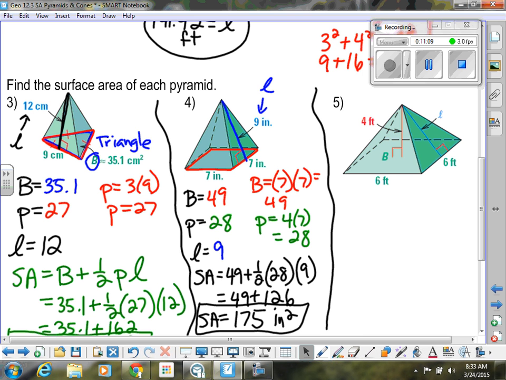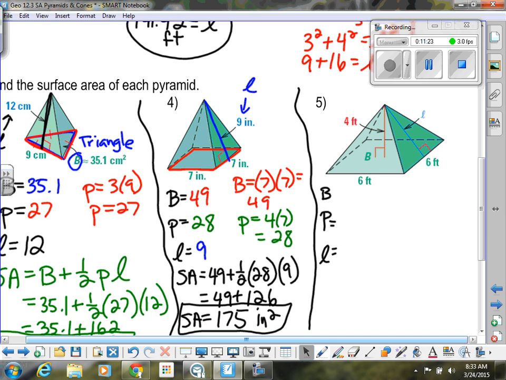All right, last pyramid. Now in this one, it's also a square pyramid, but notice that they didn't give me the slant height this time. So we're gonna have to do a little bit more work. But let's start with our B. Our B, we're gonna find the same way. It's a square base. So I'm gonna do 6 times 6. And that's gonna give me 36 for my B. My perimeter is gonna be 4 of those 6s. So I'm gonna do 6 plus 6 plus 6 plus 6, or just 4 times 6. So that's 24.